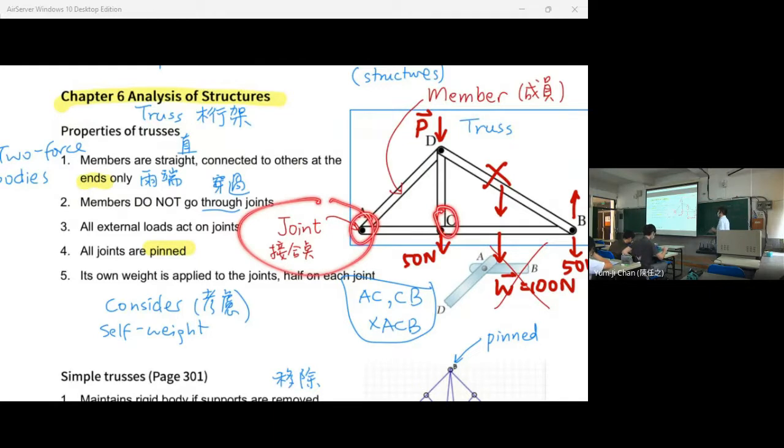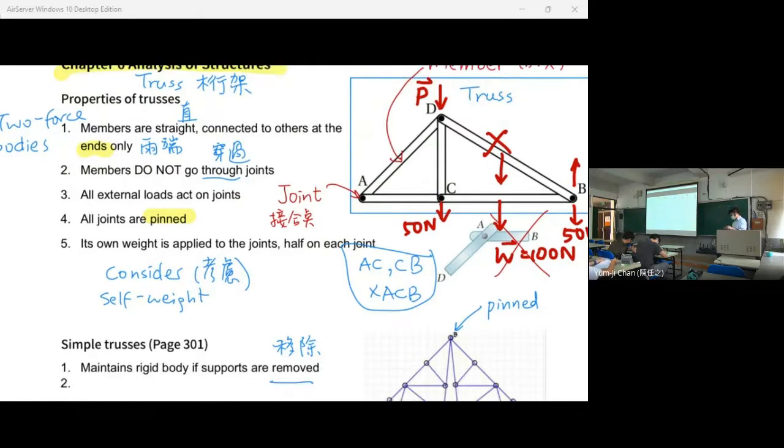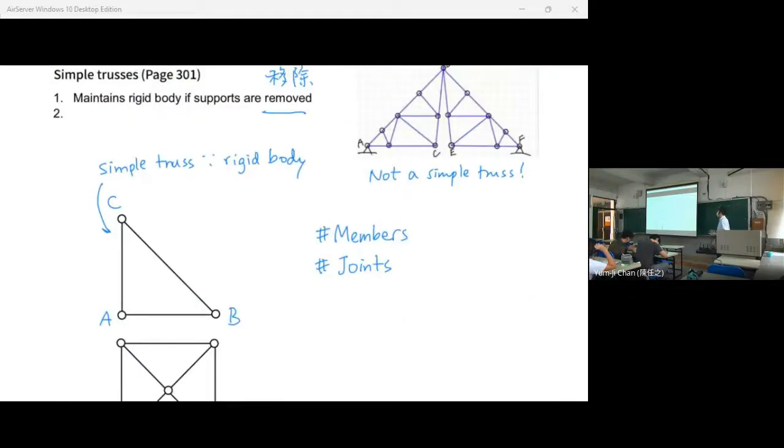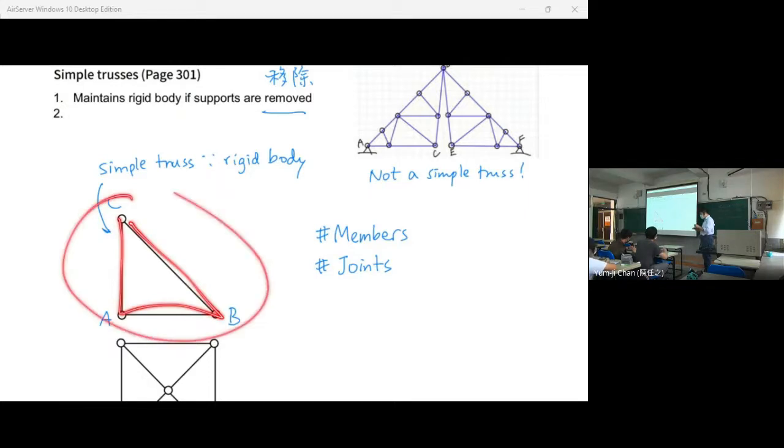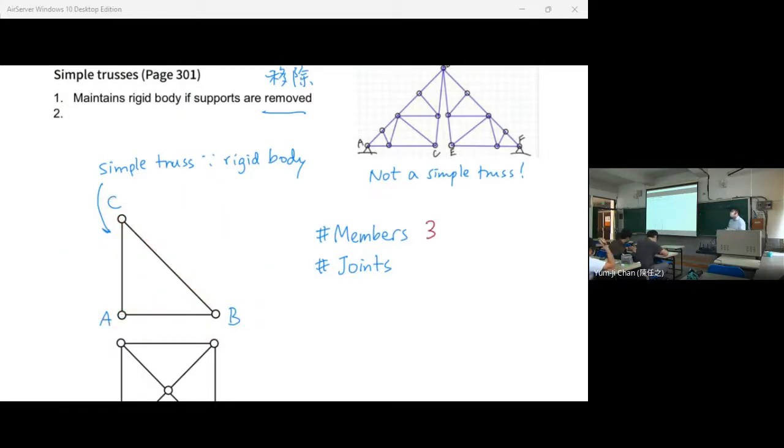This is also a joint. Is that okay? So if you can get these two words, we go to the simple truss below here. For this triangle, how many members do we have? We have 3 members, and how many joints do we have? 3.